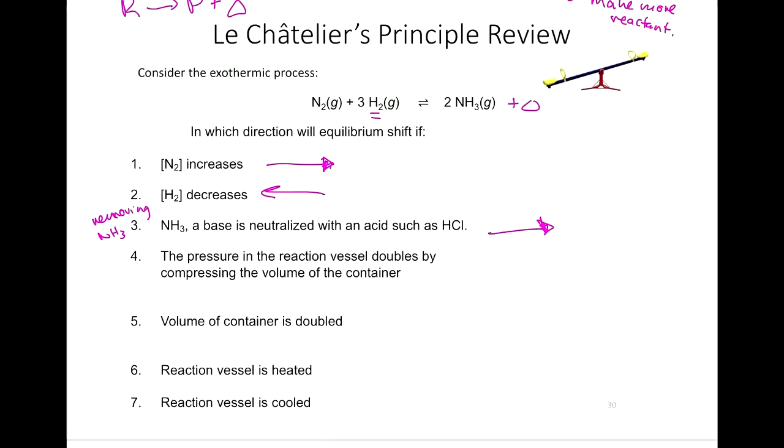All right, so those were concentrations, so let's talk about pressure. Okay, so the pressure of the reaction vessel doubles by compressing the container.